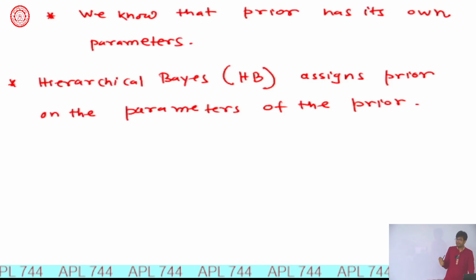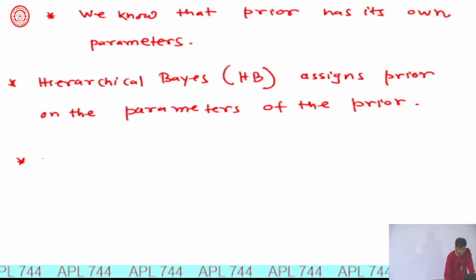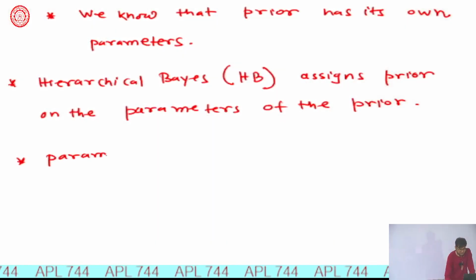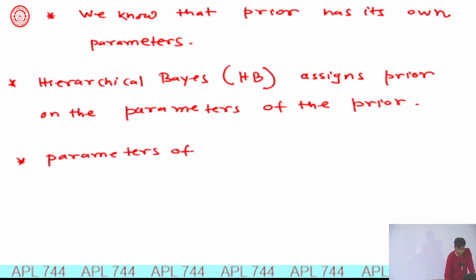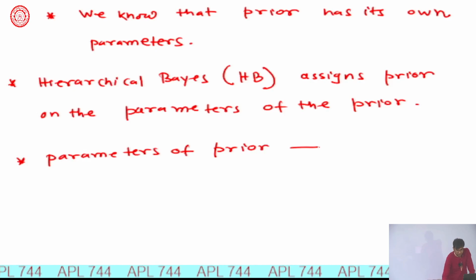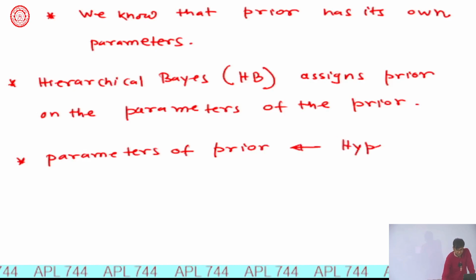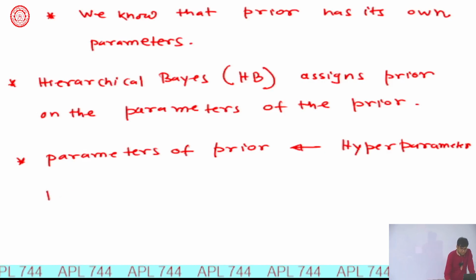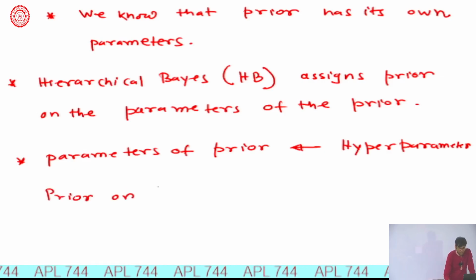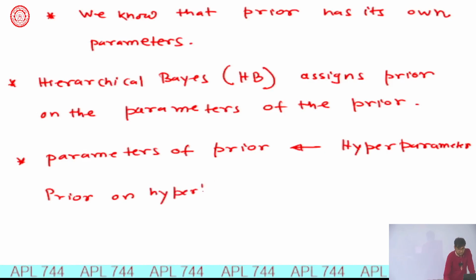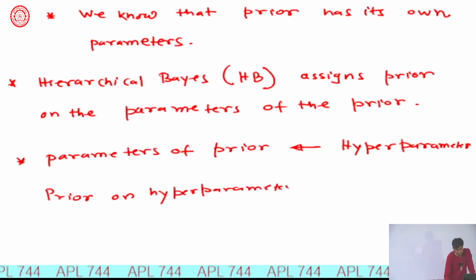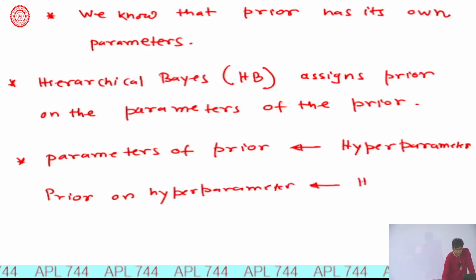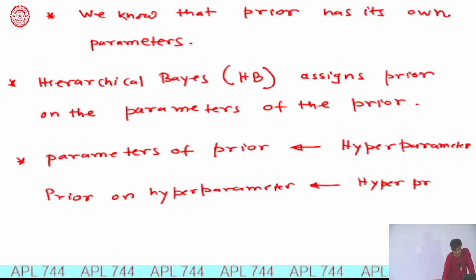Now, parameters of the prior are known as hyperparameters, and hence the prior on the hyperparameter will be known as hyperprior.